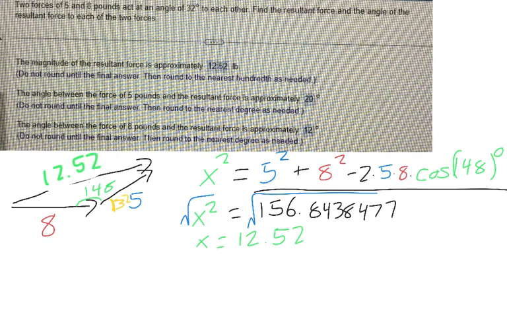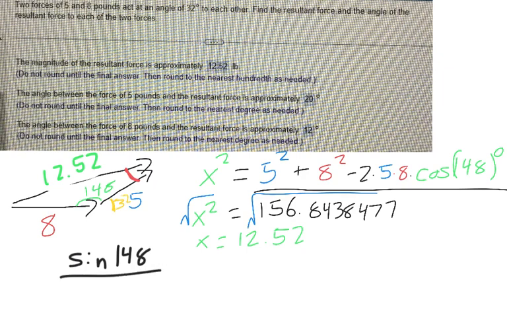Now the next thing it asks is, what is the angle between the 5 pound force and the resultant force? So what it wants to know is, I'm looking for the angle between them. So that's going to be this angle I'm drawing in red. Because I know an angle and the side opposite, I can use the law of sines to find that angle.